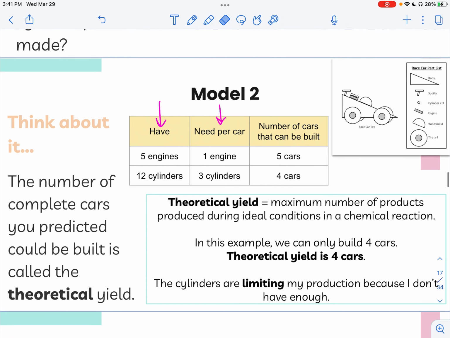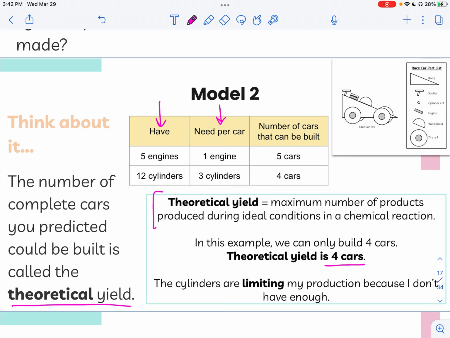Okay, so when we're thinking about kind of what we can make or what we can produce from our reaction, we're calling that our theoretical yield. So this is a term that you need to know. You have the definition right here. A theoretical yield is just the maximum number of products produced in a chemical reaction. So what did I calculate? Based on what I know, what can I make? So in this example, our theoretical yield is 4 cars.